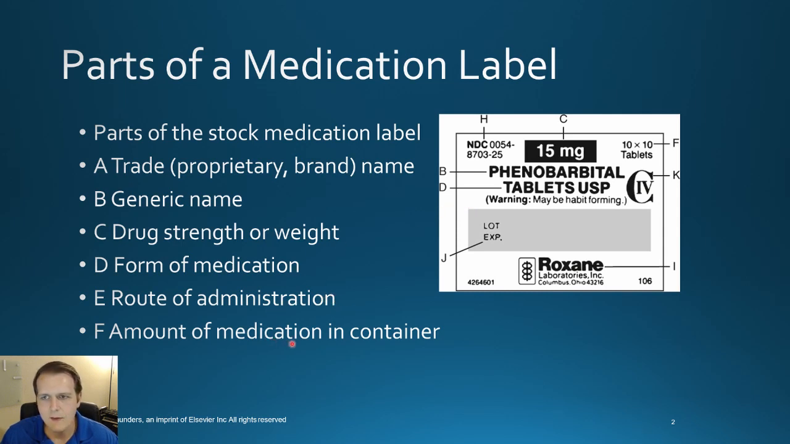And then F is going to be the amount of medication in the container. Here you can see it's 10 by 10 tablets. So this actually would come in a little blister pack, where you can imagine an aluminum foil card that had 10 tablets each, and then you would have 10 of those packets in this particular box here. If it was a bottle, it would probably say number 30 tablets, something like that. This just indicates how it's actually coming in terms of its packaging.